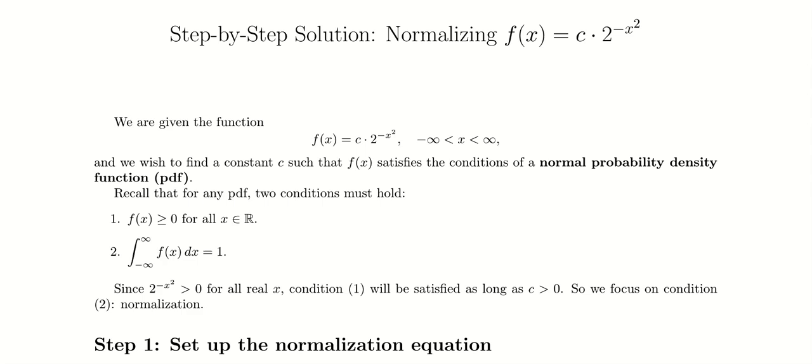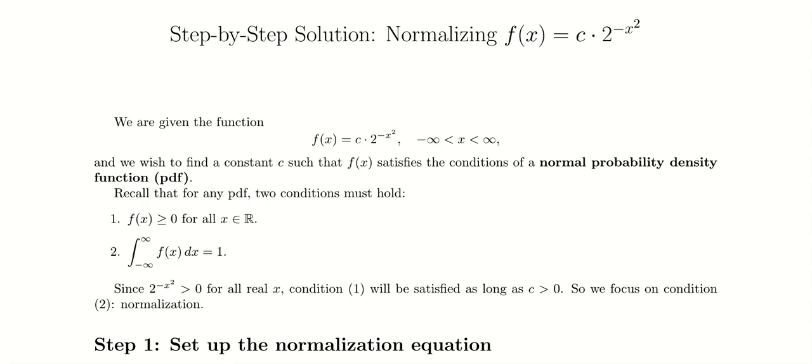Function f of x equals a constant c times 2 raised to the negative x squared power, where x is between negative infinity and positive infinity. And we want to find a constant c such that f of x satisfies the conditions of a normal probability density function. So the two conditions it has to meet are f of x has to be greater than or equal to 0 for all x, and the integral from negative infinity to positive infinity of f of x dx is equal to 1.